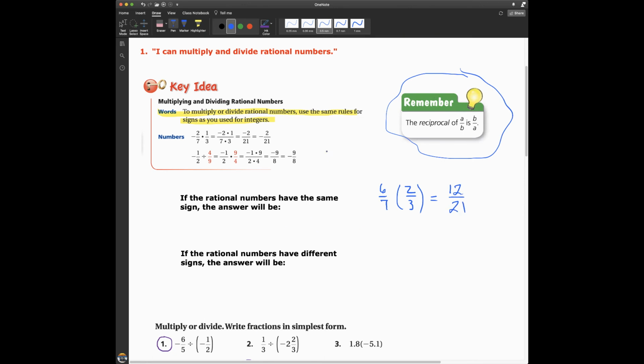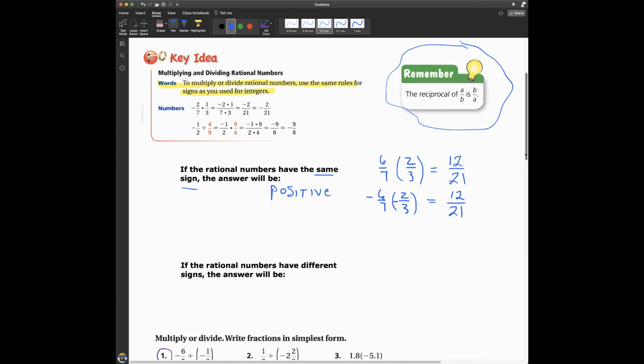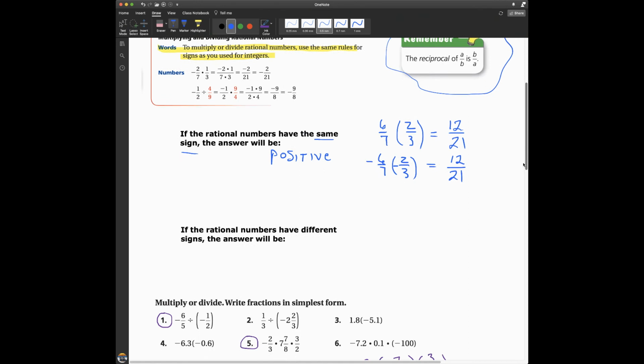If I was going to multiply -6/7 times -2/3, notice they are both negative. The answer is still positive. Okay, so in the previous video, when we talked about multiplying integers, the rule was if they have the same sign, the answer will be positive. So that's the rule that we're going to use for positive integers and rational numbers and negative integers and rational numbers.